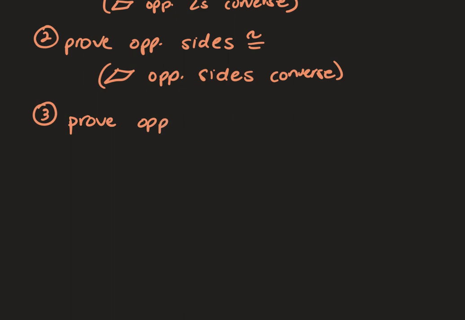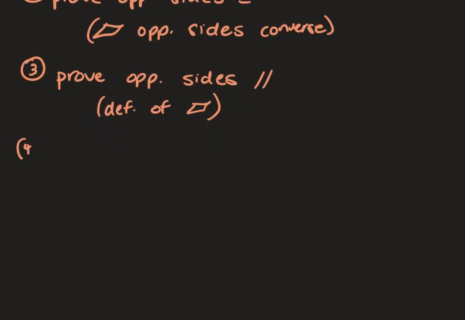Prove opposite sides parallel. Is that a theorem? Nope. What would that be based on? The definition. So if you were to give that as a reason, it's the definition of a parallelogram. There's no theorem. I could just say prove opposite sides are parallel. Not if you're giving it as a reason in a proof, right?